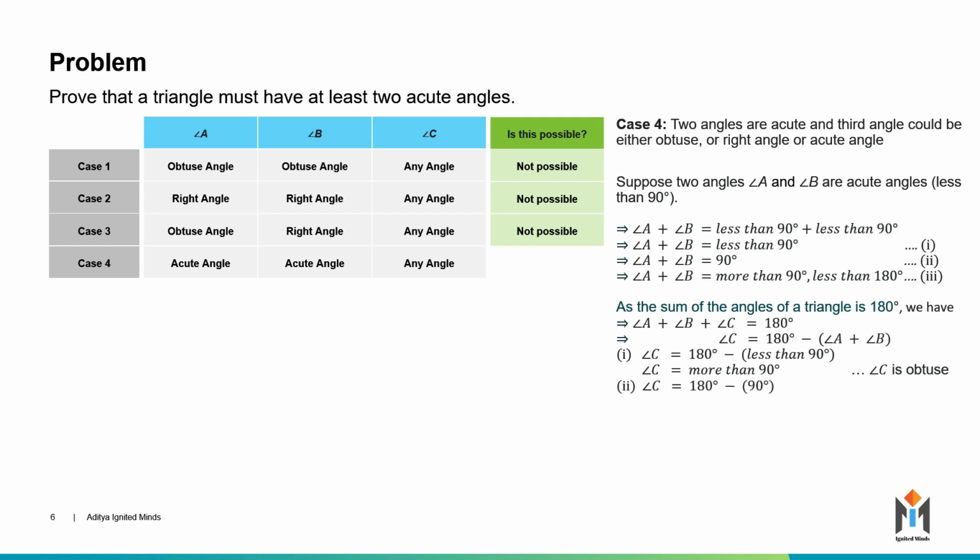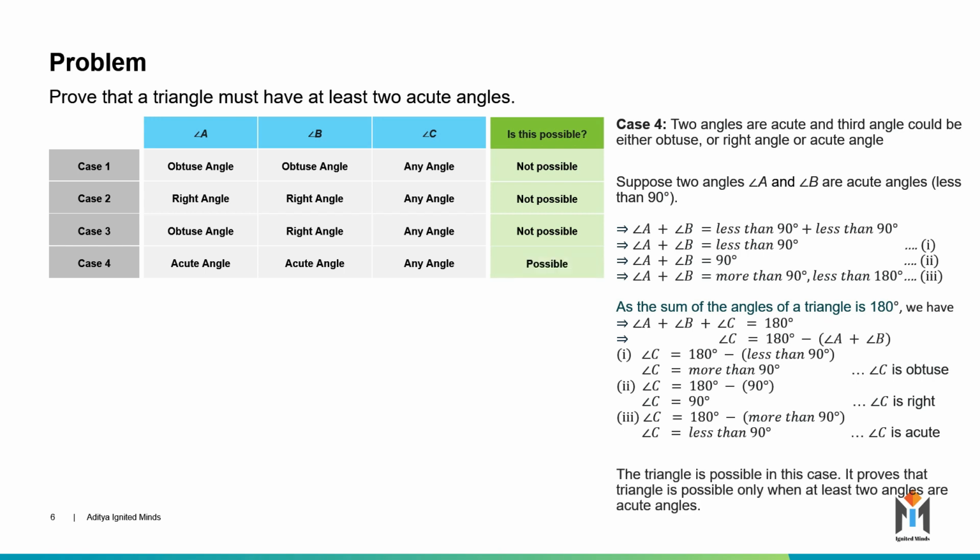Again, along the same lines, if you look at sub case number 2 here, where A plus B equals 90 degrees, then angle C is also equal to 90 degrees. That is, C is in this case a right angle. And putting in the third case as well, where it is 180 minus more than 90, this angle C will be less than 90 degrees. So angle C will be an acute angle. But in all these cases, you see that a triangle is possible. So it proves that a triangle is possible only when at least two angles are acute angles.